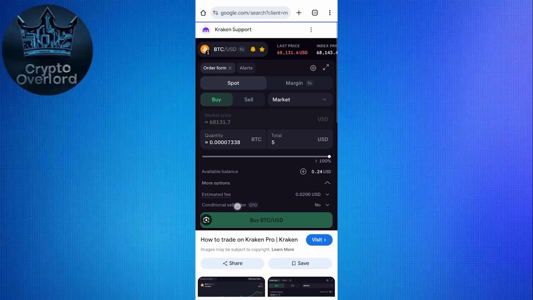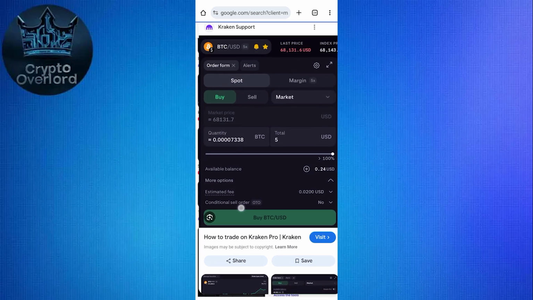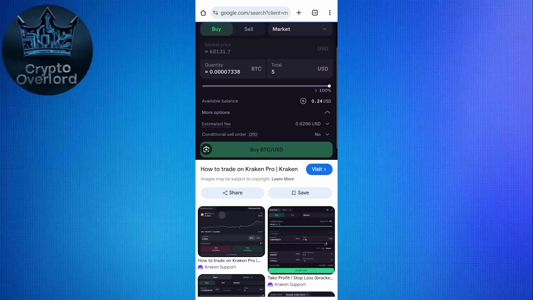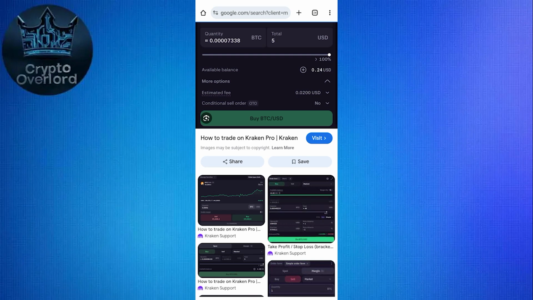$1,000. When placing an order, you can choose between market and limit orders just as you would in normal spot trading. The key difference is that you're borrowing funds from Kraken to increase your position size.